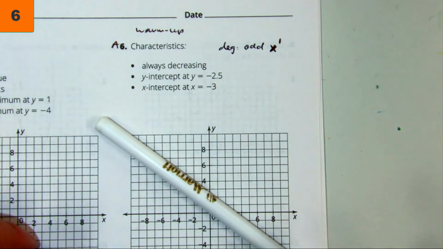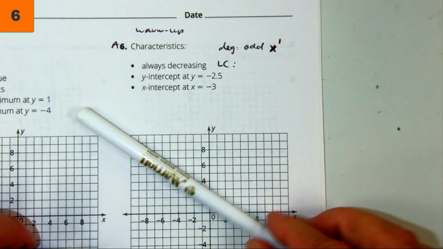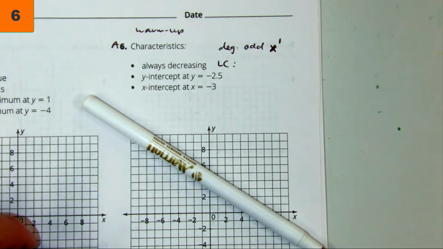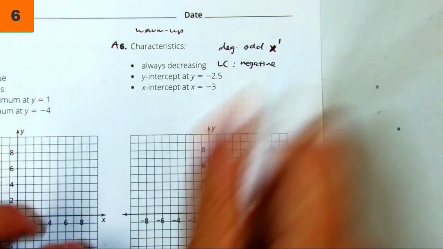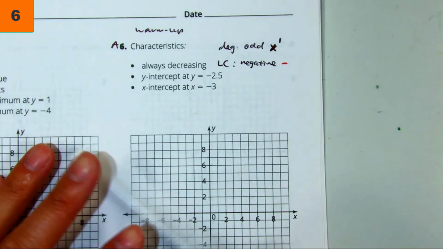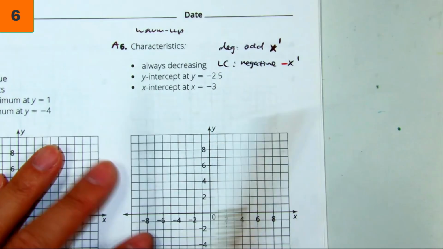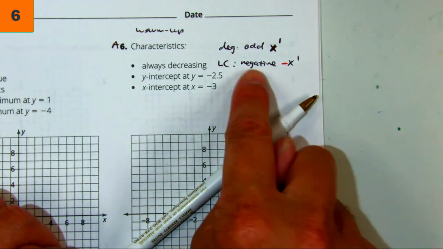Okay. Is the leading coefficient positive or negative? Raise your hand positive. Raise your hand negative. Okay, the leading coefficient is negative. Why is it negative? Because if I put a negative in front of x to the first, x to the first normally looks like this. But with that negative sign, it just does this.